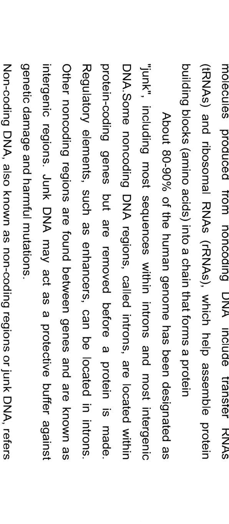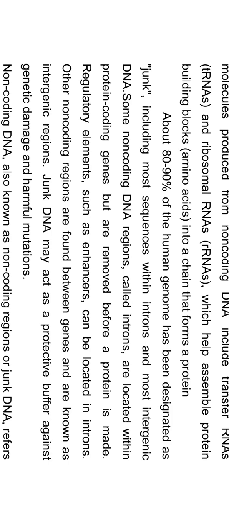About 80 to 90% of the human genome has been designated as junk, including most sequences within introns and most intergenic DNA. Some non-coding DNA regions called introns are located within protein coding genes but are removed before a protein is made. Regulatory elements such as enhancers can be located in introns. Other non-coding regions are found between genes and are known as intergenic regions. Junk DNA may act as a protective buffer against genetic damage and harmful mutations.